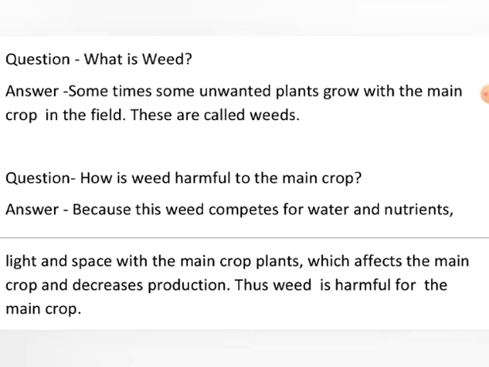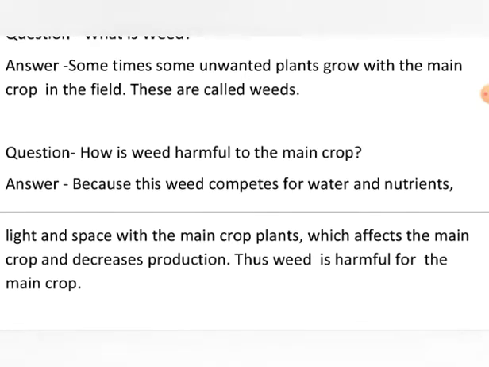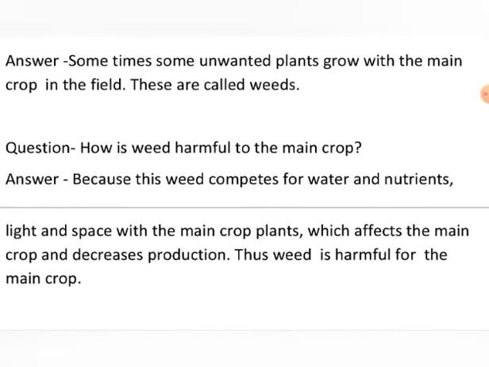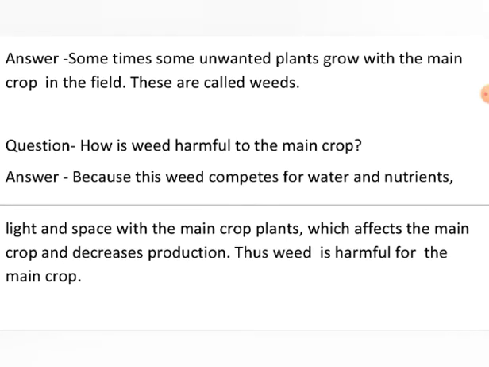What is a weed? Sometimes some unwanted plants grow with the main crop in the field. These are called weeds. For example, you just sow a wheat crop, and in the wheat field many other plants other than the wheat plants grow naturally, which you never wanted to grow. You have not sowed the seed of those plants. These unwanted plants which grow naturally along with the main crop are known as weeds.